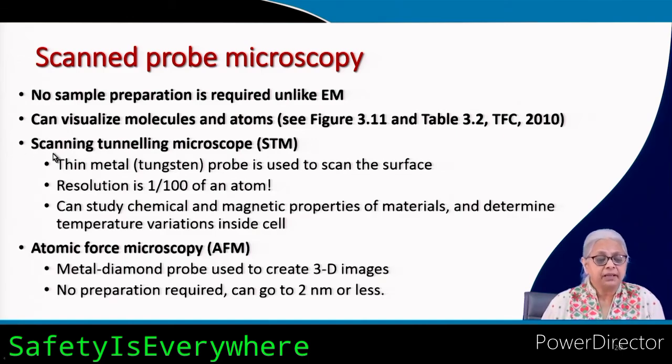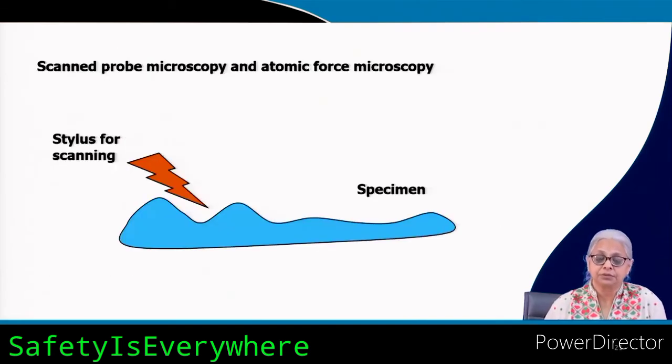And then we come to scanning tunneling microscopes, STM for short, where we use a thin metal probe to scan the surface. So we have a stylus type metal probe, and this metal probe will move as the surface of the specimen varies. So the height of the specimen, the surface of the specimen will vary, and the stylus will move along with that surface.